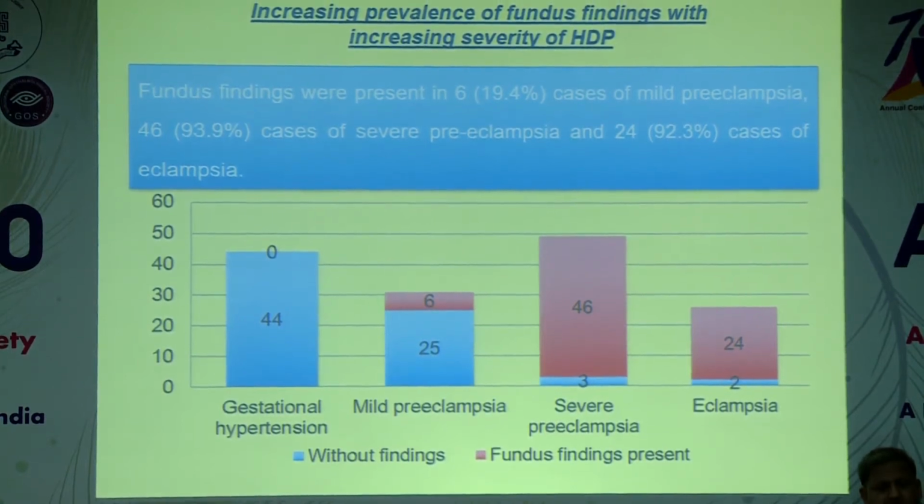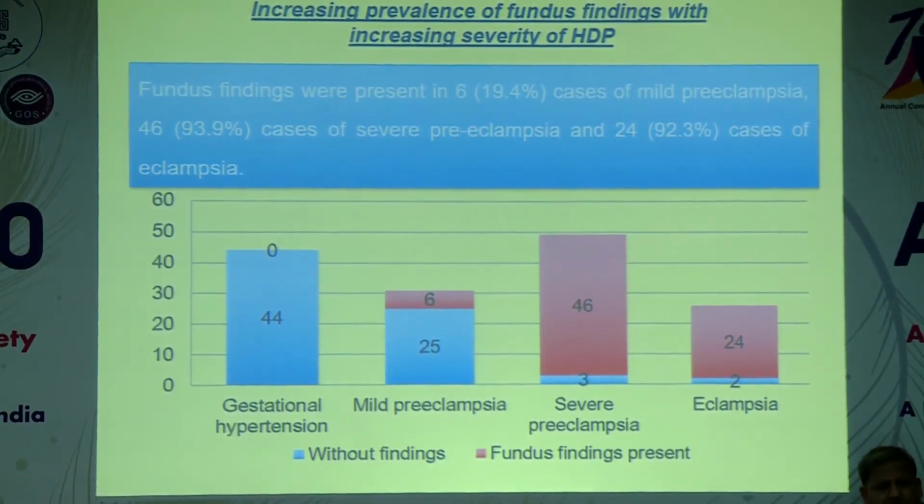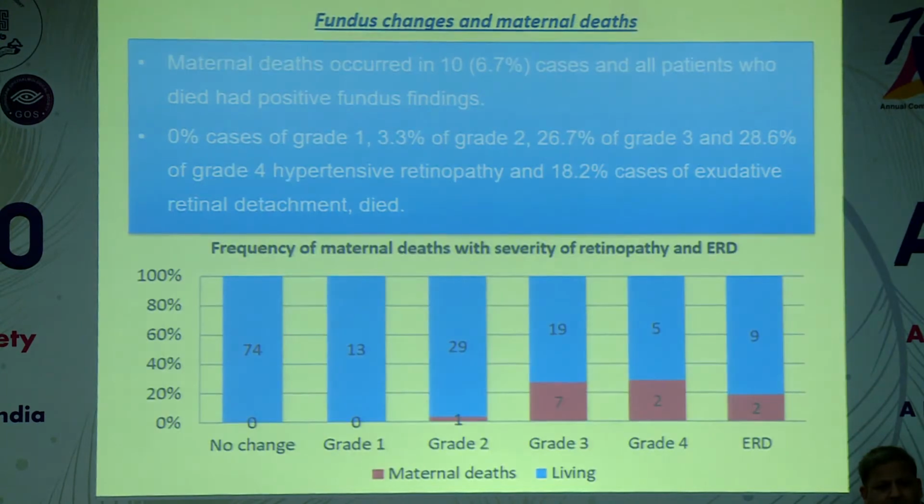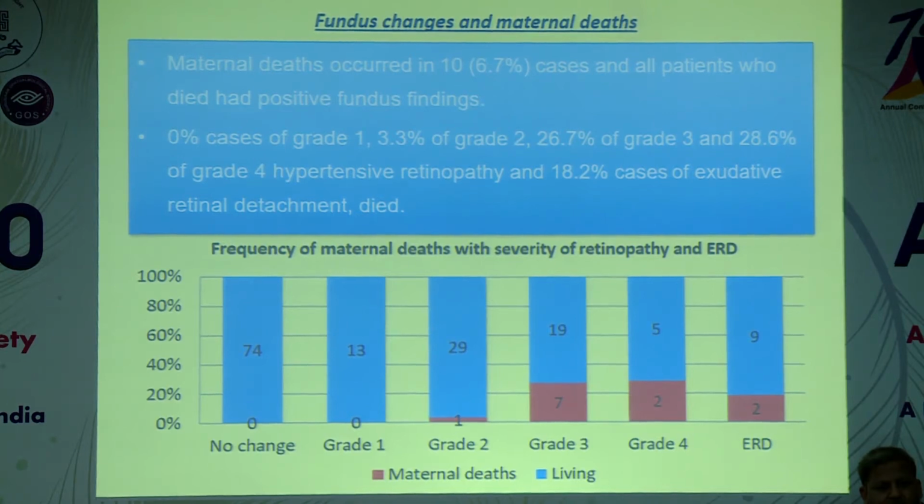The fundus findings were present in 19.4% cases of mild preeclampsia, 46 cases of severe preeclampsia, and 92.3% cases of eclampsia. So there we can see that there is an increasing prevalence of fundus findings with the increasing severity of HDP, as is shown by the figures in this chart. And maternal deaths occurred in 10 cases, and all the patients who died had positive fundus findings. And as we can see from the figures in this chart, there is an increasing frequency of maternal deaths with increasing severity of retinopathy. And it also shows the frequency of mortality with exudative retinal detachment, which is 18.2%.